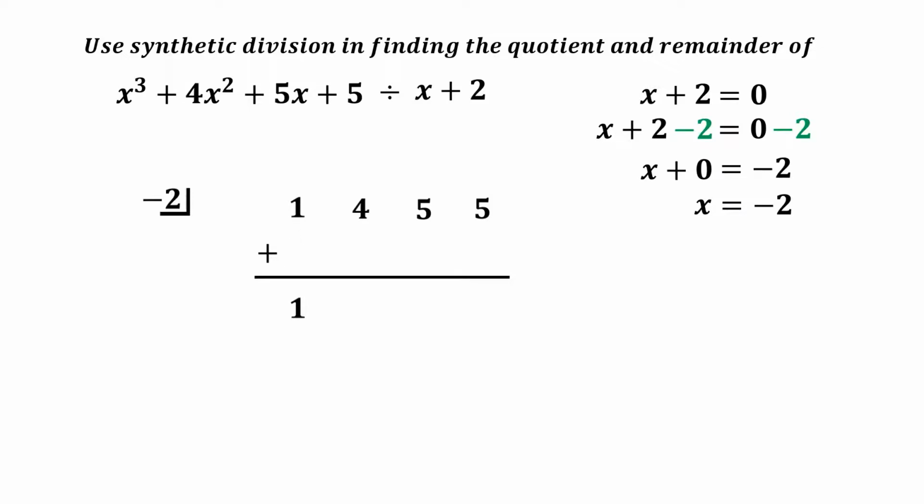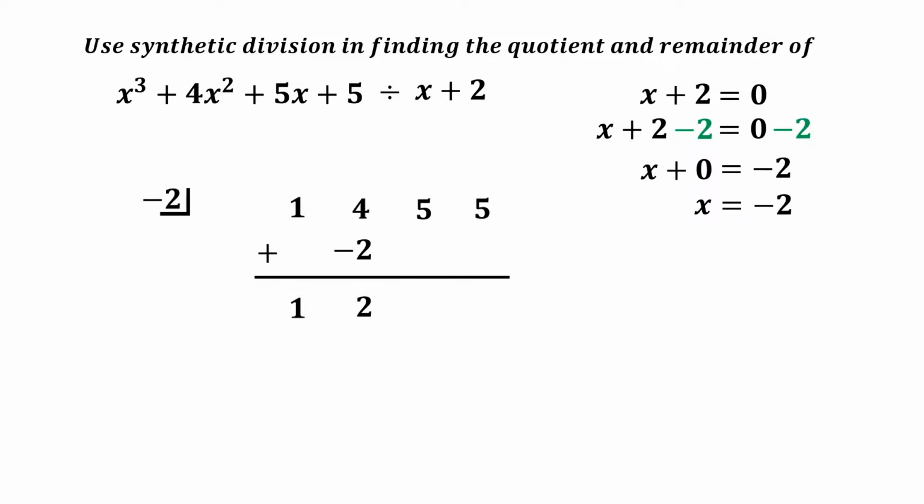1 multiplied by negative 2, the answer is negative 2. Write negative 2 in the second row. Then, proceed to addition. Since they have different signs, it will proceed to subtraction and the sign will depend on the number with the higher value. So, we will add 4 plus negative 2, it will proceed to subtraction. So we have 4 minus 2 is equal to positive 2.